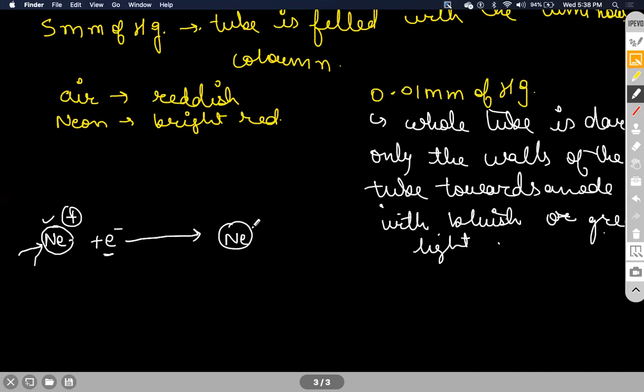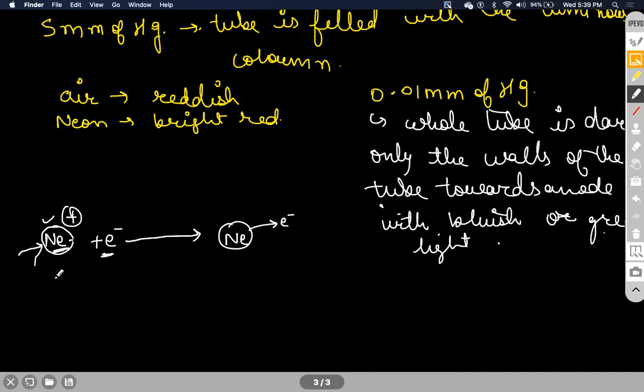Then this electron will strike the next neon and it will emit an electron. Then this Ne plus will strike the next atom and emit an electron, like that. So the point is, if you take a low pressure gas, this removal of electrons will be easy because the charged particle will acquire the velocity. Got it? So only when these particles give up the electron will it conduct electricity, otherwise it won't.